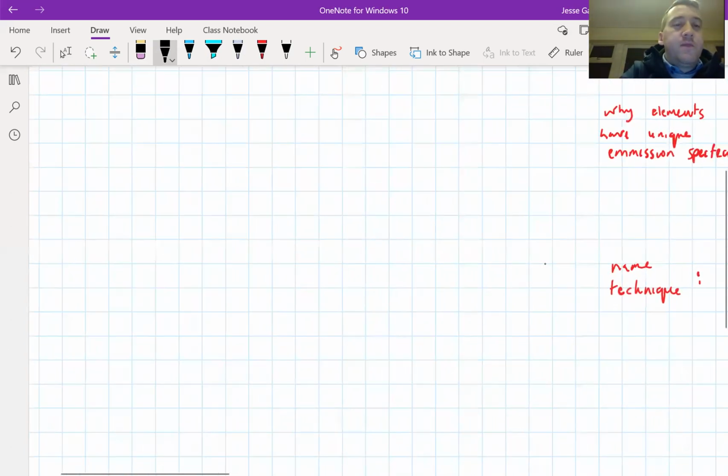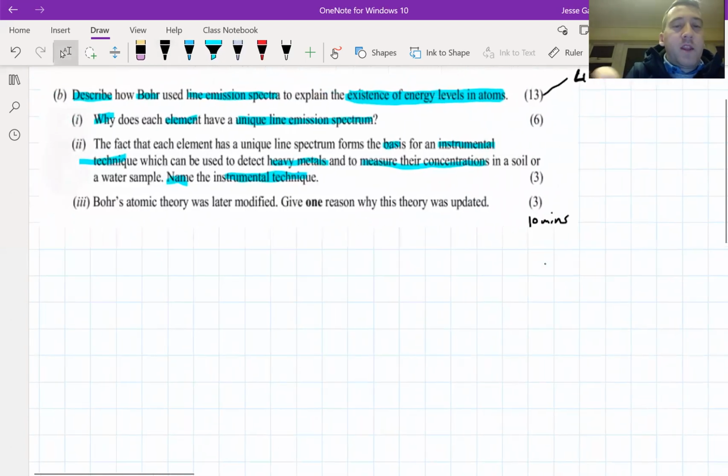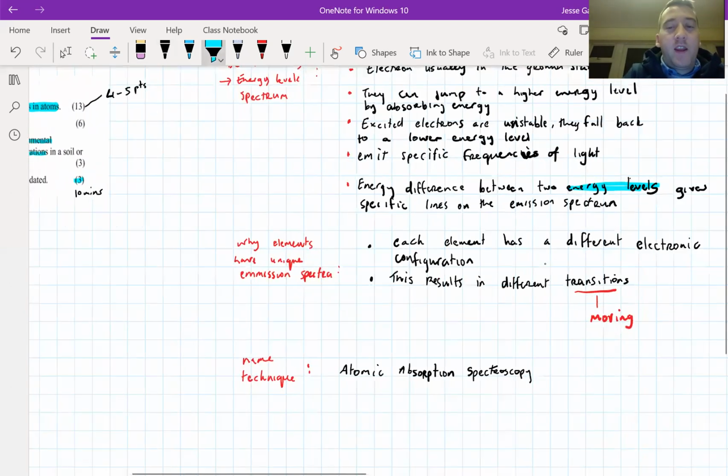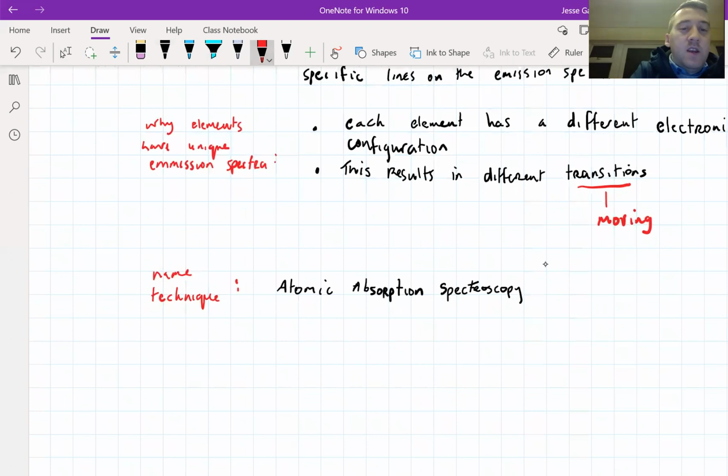All right, next one. Bohr's atomic theory was later modified. Give one reason why the theory was updated. So for 3 marks only, we just need one thing. I would often go 2 things. So these are what we call the limitations of Bohr's theory. Why was it modified? Well, because it was limited in certain ways. We learned a few of these. So if you can remember more than one, it won't take long to write down more than one, and just make sure you're writing one they'll accept. So pause the video, do that now.